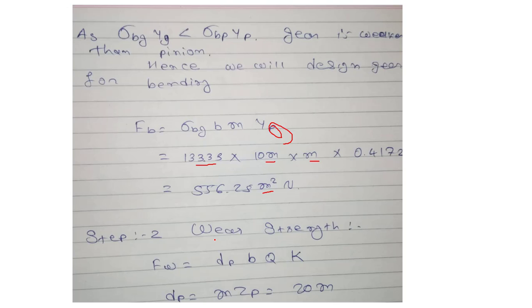Step 2 is find the wear strength. Wear strength Fw is equal to dp into b into q into k. dp is pitch circle diameter, we know the equation, it is m into z, because module is equal to pitch circle diameter upon number of teeth. So from that we can find this equation, dp is equal to m into zp. Zp is given 20, so the answer is 20 into module.